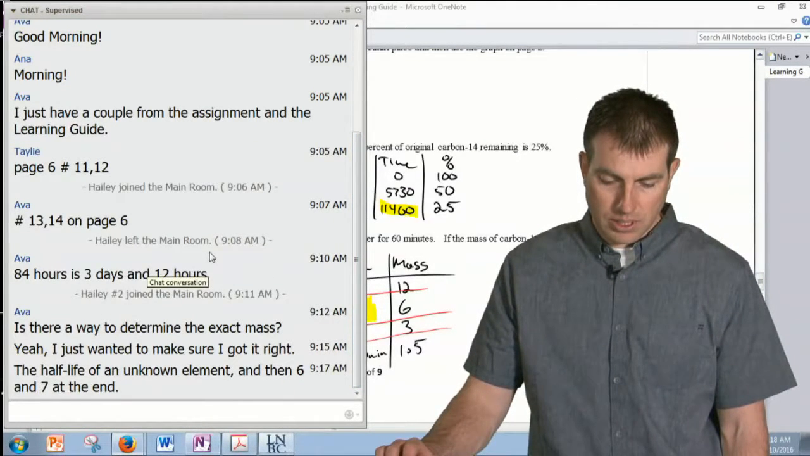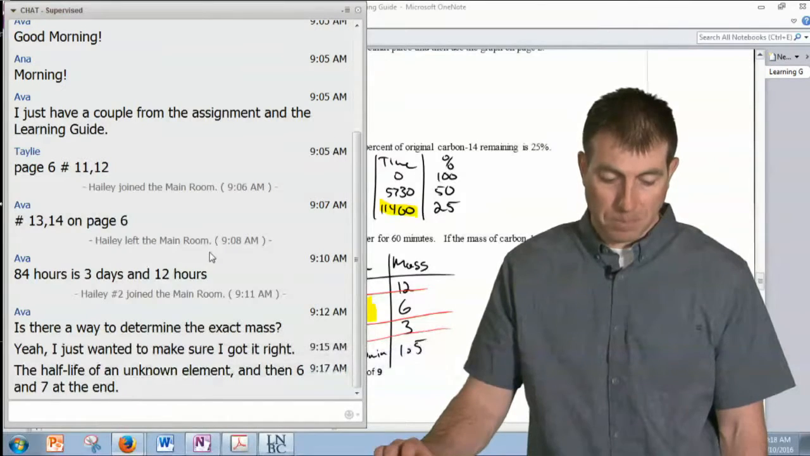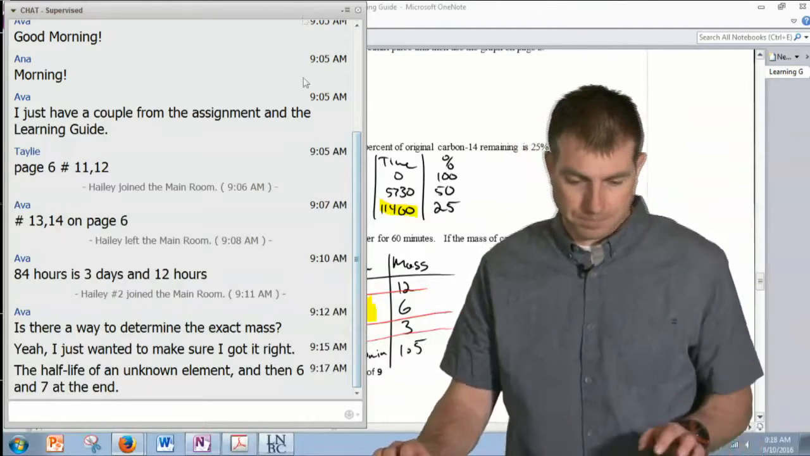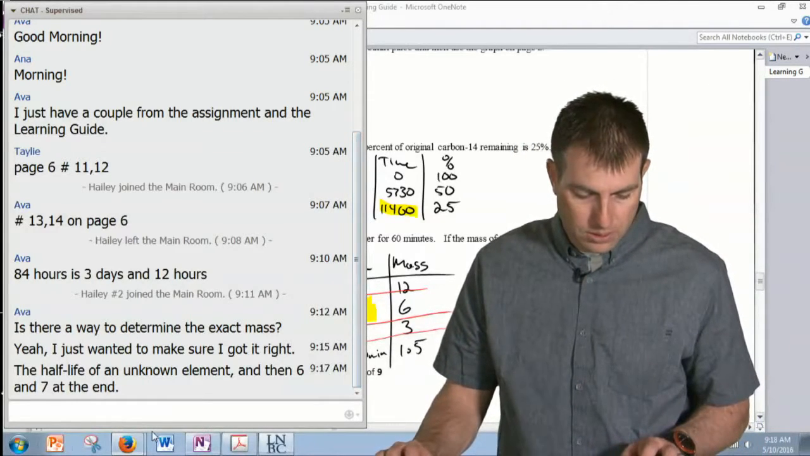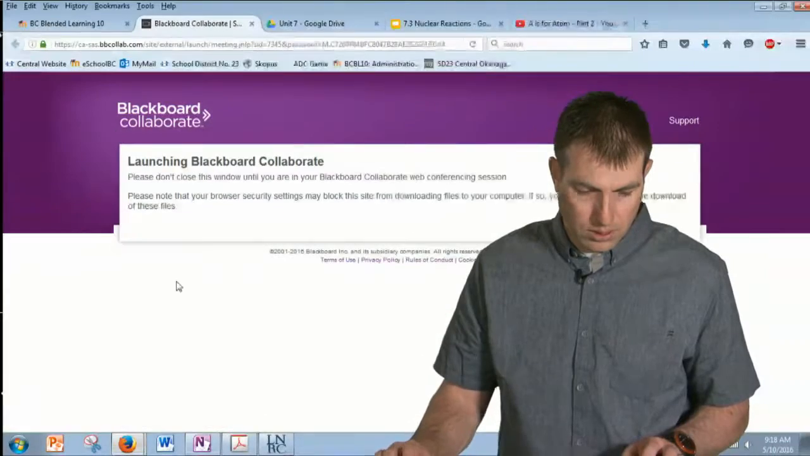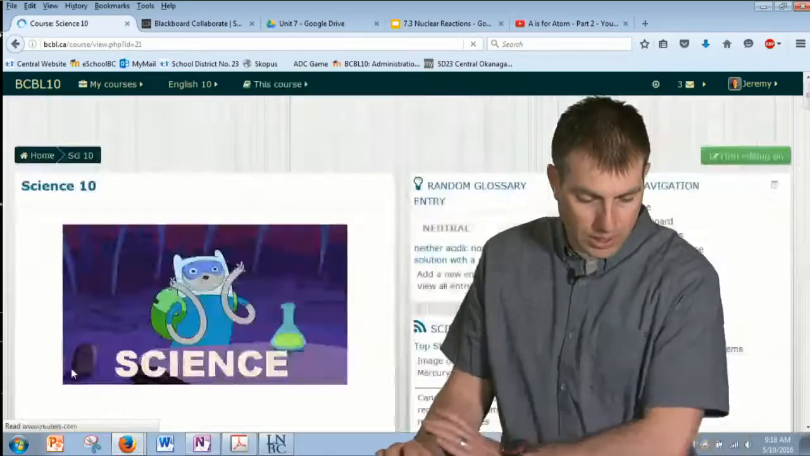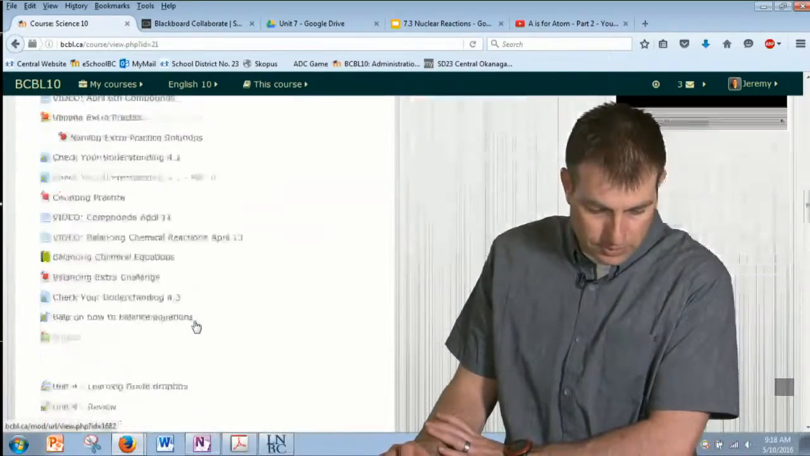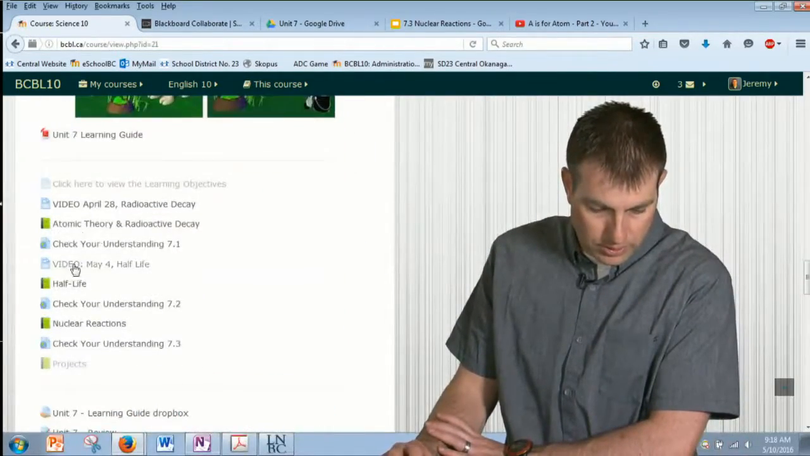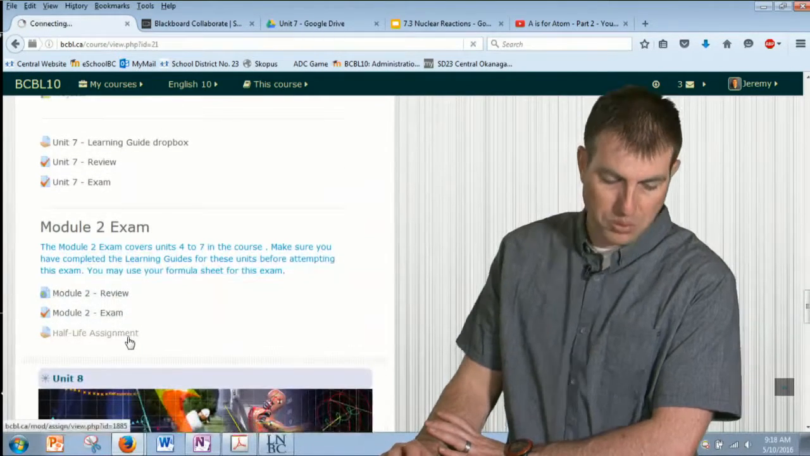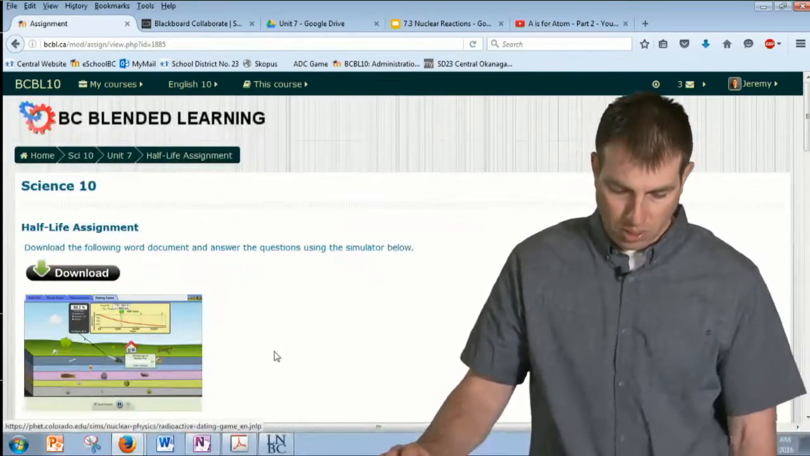Half-life of an unknown element, and then 6 and 7 at the end. This is from the assignment, I'm assuming, Ava. Is that right? Okay. I will just jump into here. I still haven't moved that assignment up. I should probably get that done.